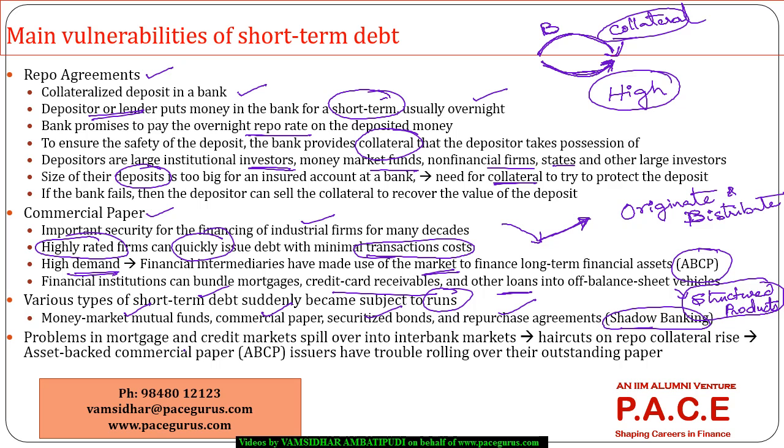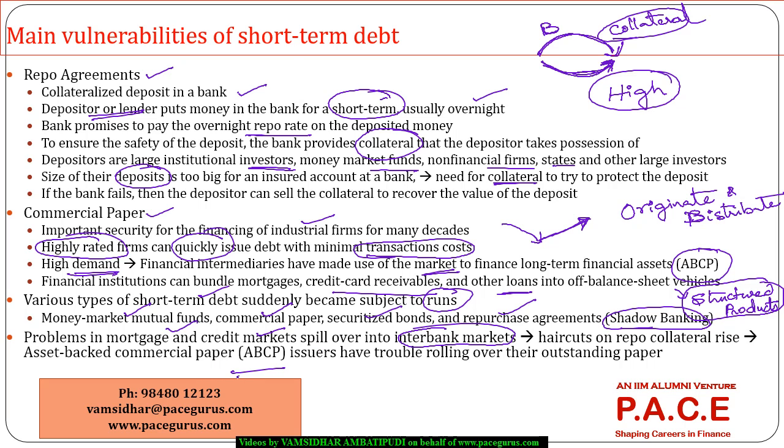This shadow banking world got very badly impacted, and a lot of runs on the institutions started during the crisis. So problems got created in the mortgage market and the credit market because of all this shadow banking system, and these problems spilled over into the interbank markets as well. Which means that for all the collateral that was kept, they were demanding more and more collateral, so the haircuts or the margins on these collaterals rose quite drastically.